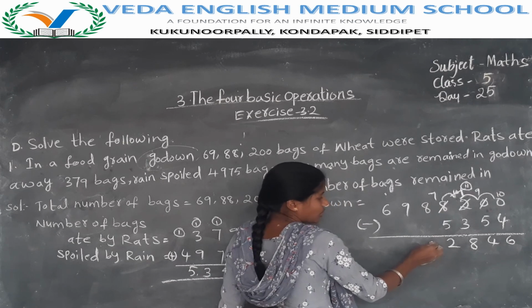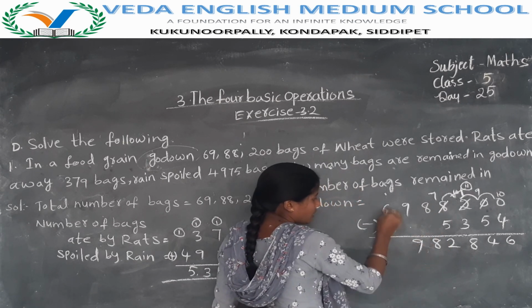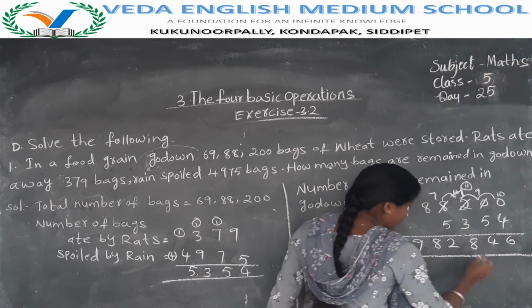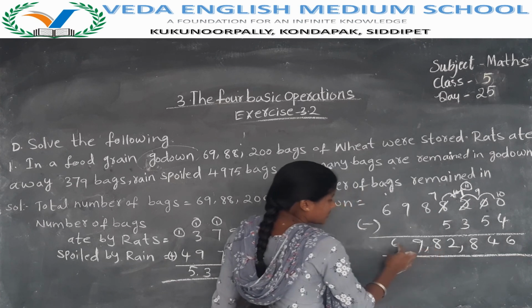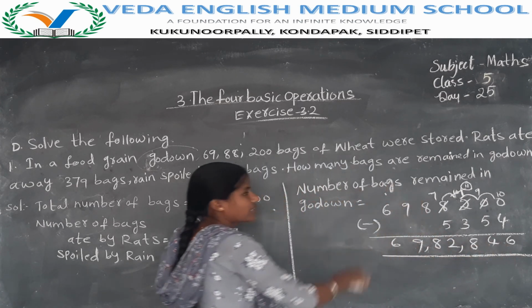From this 8 there is no number to subtract, so you have to write as it is. From this 9 also there is no number to subtract. From this 6 also there is no number to subtract, so you have to write as it is. So 69,82,846 bags were remained in the godown.